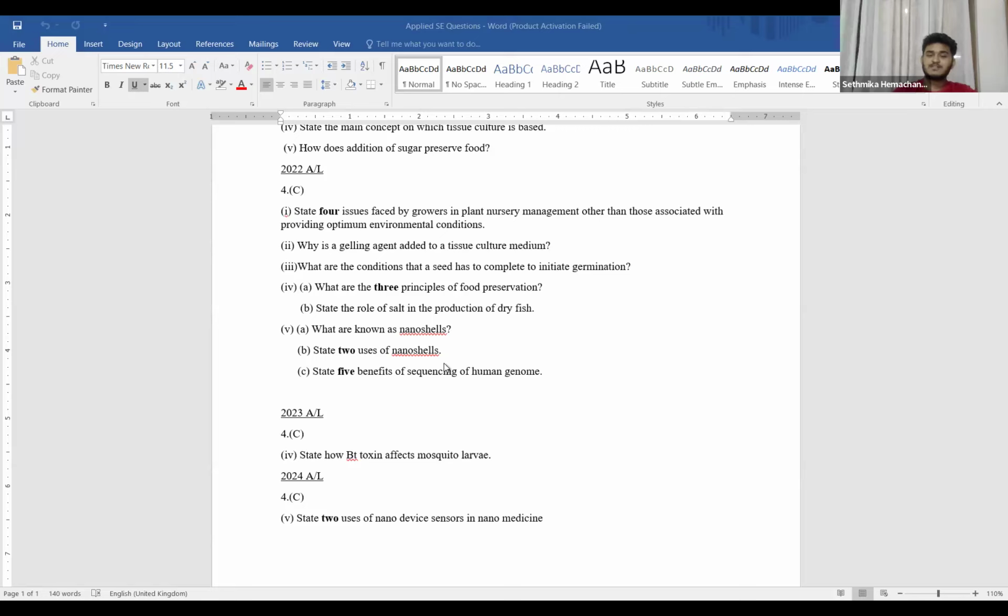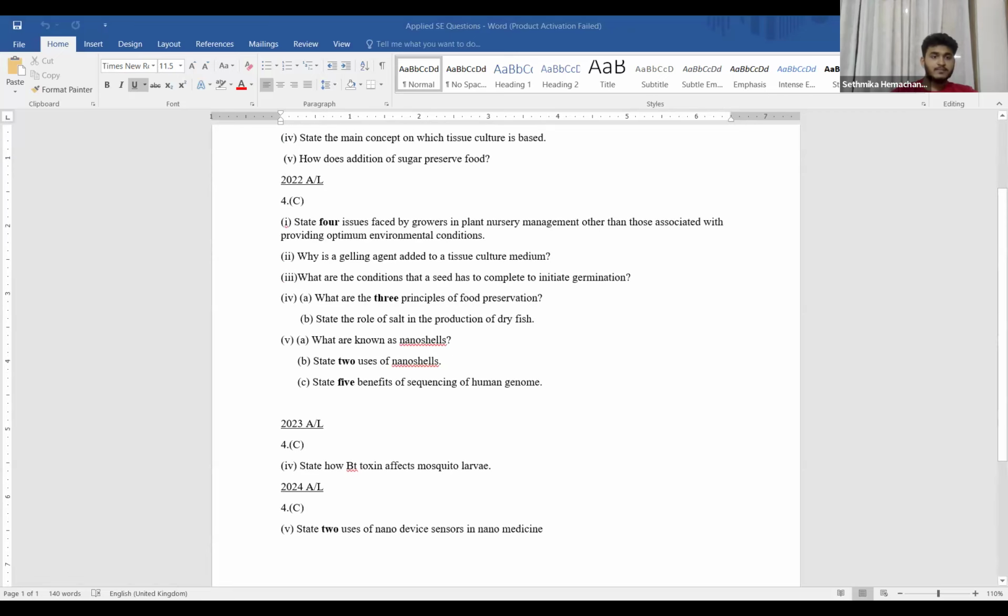And five benefits of sequencing of the human genome, right? Five benefits. So that is A/L 2022. Let me quickly show the marking scheme. They are not asking about the aims, okay? Not asking about the aims, they are asking about benefits.